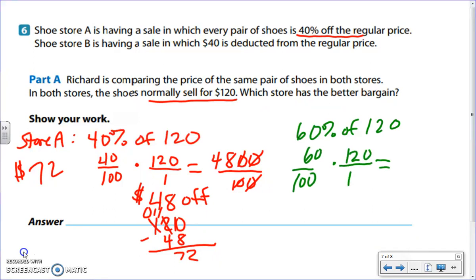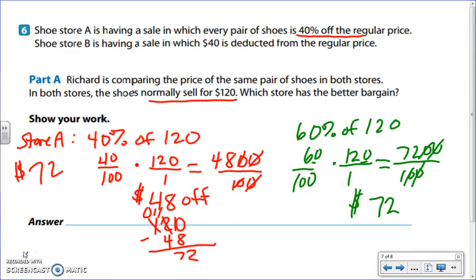And when I multiply straight across, 6 times 12 is 72, two zeros, over 100, and you can see again that when I reduce, I get 72, except this time I didn't have to do any subtracting. So you can think of that either way for store A. Either way, store A is going to cost $72. You can think about how much 40% is and take that away, or you can think of what 60% is, because that's actually what they're paying. $72.